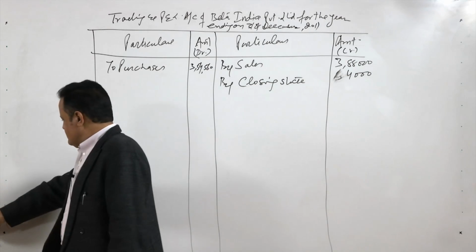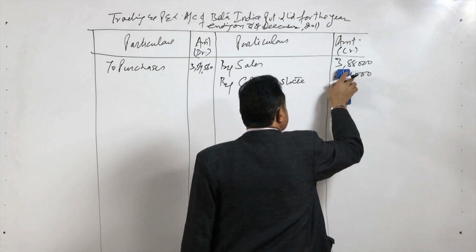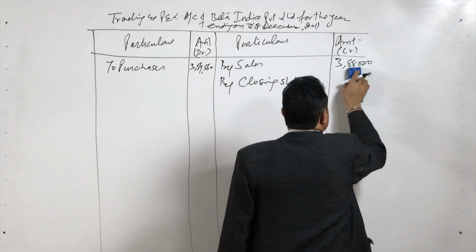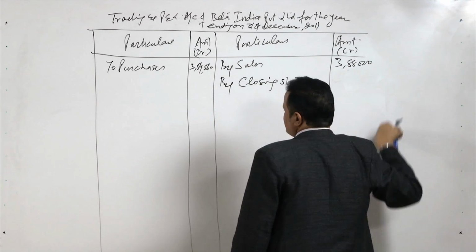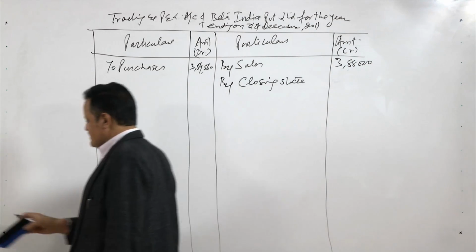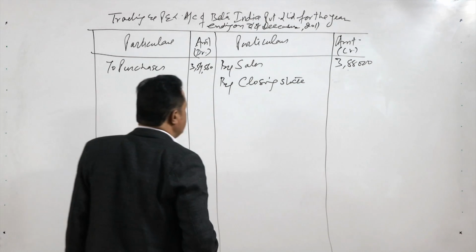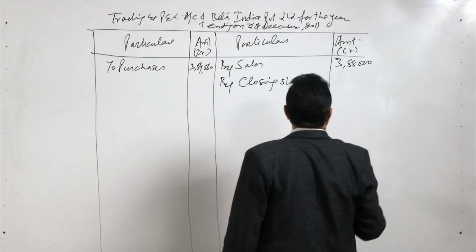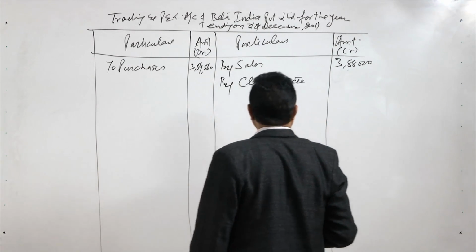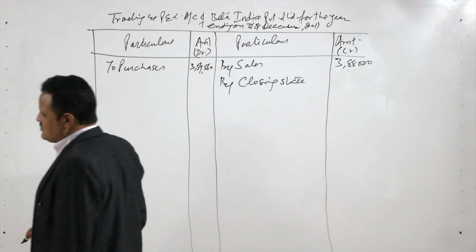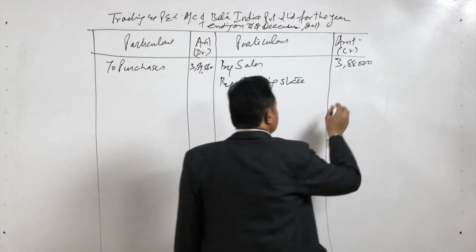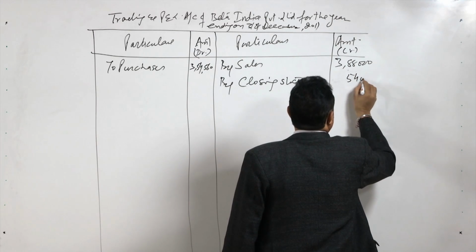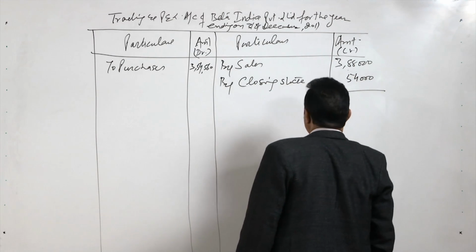54,000 worth of closing stock is left. So total production was made by having the purchases of 3,54,560, and then we sold in the market for say 3,88,000, and then the stock worth rupees 54,000 is given to us here. This is the closing stock. So this is the total output.